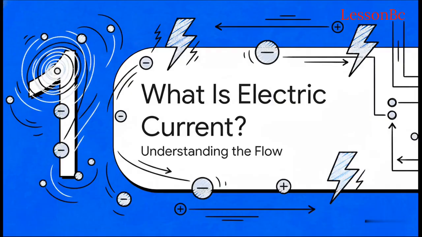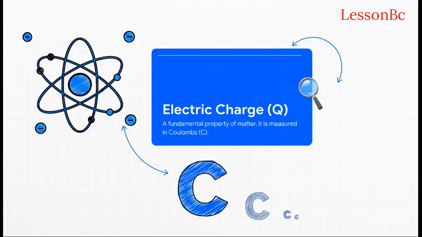Section 1. To really understand the flow of current, you first have to ask, what is it that's even flowing? And that, my friends, brings us to the absolute star of the show, electric charge. So what in the world is electric charge? It's a fundamental property of matter, just like mass. It's just there. We measure it in a unit called coulombs. And here's the crazy part. A single coulomb is a massive amount of charge. We're talking about a mind-boggling number of electrons. A single electron's charge is just a tiny, tiny fraction of 1 coulomb.